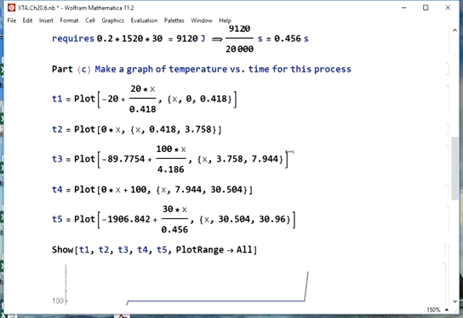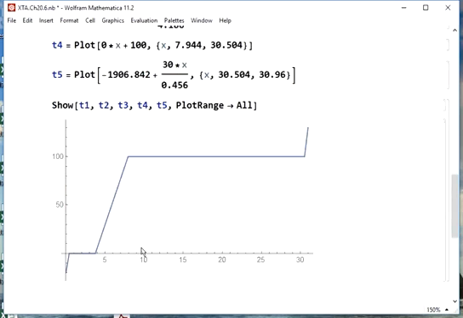Part C, make a graph of temperature versus time for this process. Notice that when we look at this graph, first we have a linear increase in temperature, and then we have it flat at 0 as we have a mixture of ice and water. When the ice is all gone, again we have a linear temperature increase as the water is heating up, and then it's flat at 100 as we have a mixture of steam and water. And then finally, at about 30 seconds, we have a linear increase as the steam heats up.